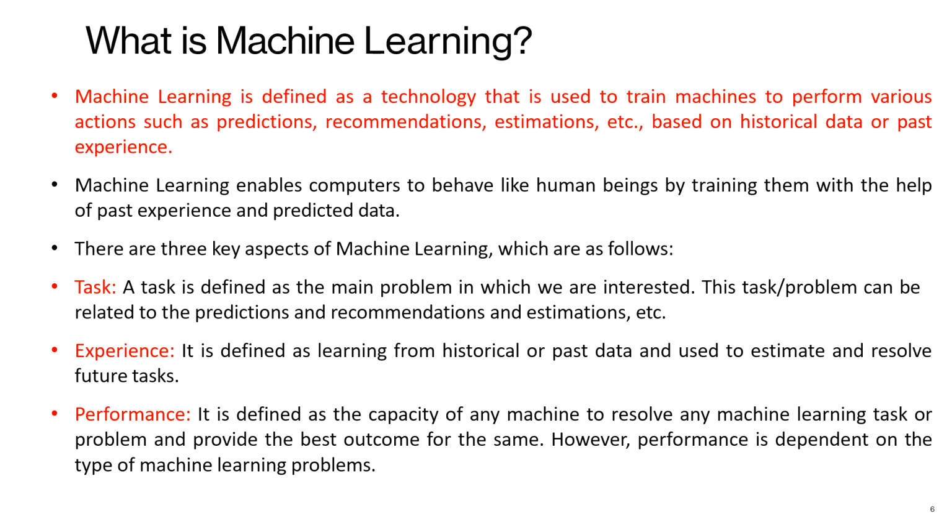Now let us define machine learning. More formally, machine learning is a technology used to train machines to perform tasks such as prediction, recommendation, estimation, classification, and decision making based on historical data or past experience. The important idea here is learning from experience. A machine learning system does not necessarily need a programmer to specify every possible situation. Instead, the system learns patterns from the available data.